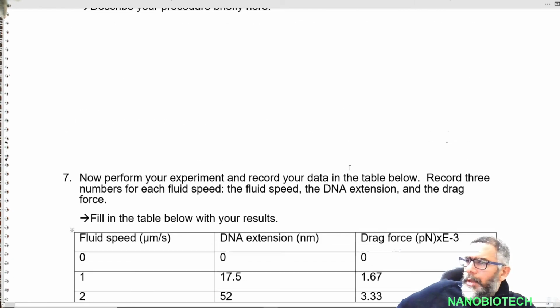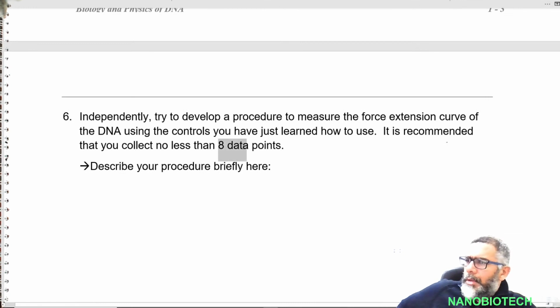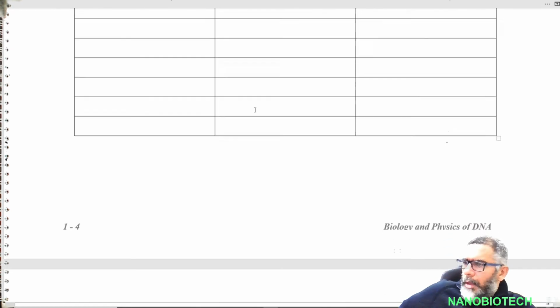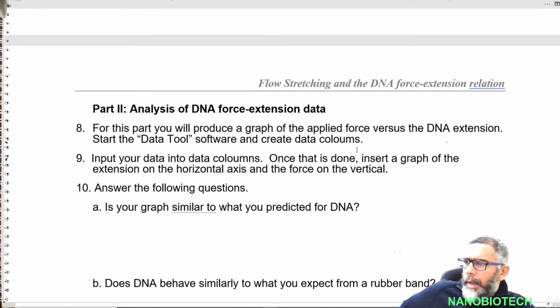It requires at least 8 data points. Okay, at least. You can do more measurements. Let's say maybe 10 or more. And you will answer these questions. You will fill out this data table, and also you will be asked to plot. By using this data table, you will be asked to plot the DNA extension, the position measurements, the force, and also the fluid flow.